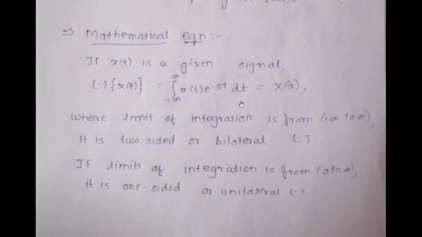So the Laplace transform of a particular signal x of t, which is a continuous time domain signal, is given as Laplace transform of x of t equal to integration from minus infinity to infinity of x of t e raised to minus st dt, and the symbol is given as capital X of s. Now the limits of integration going from minus infinity to infinity is called two-sided or bilateral. The limits of integration can also go from 0 to infinity, which is just one-sided or unilateral.